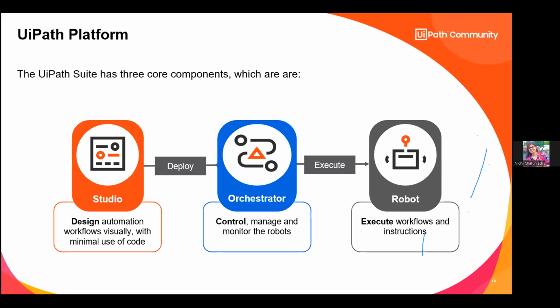Now, once you're done with creating it, you have to deploy it to the Orchestrator. The Orchestrator is another component that controls, manages, and monitors the robot. So this is where you can control all of your automation robots, you can manage them, and you can schedule them. So if you want to run your bot every morning by itself, you do not want to come and click on the run button.